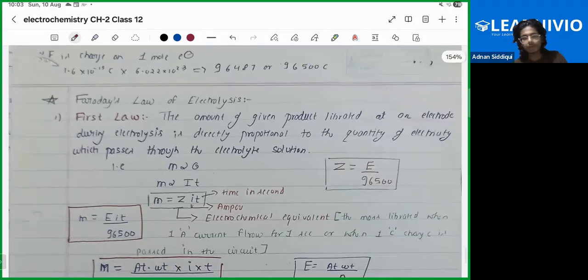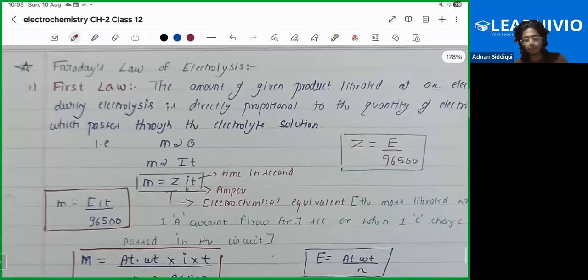So please read this formula. Oh, sorry, the definition, basically what it is saying: that the amount of given product liberated at any electrode during electrolysis is directly proportional to the quantity of electricity which passes through the electrolyte solution.